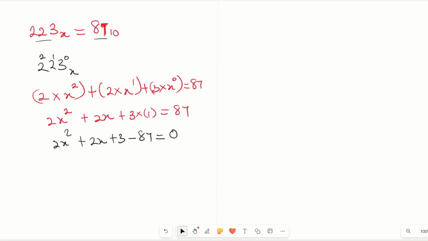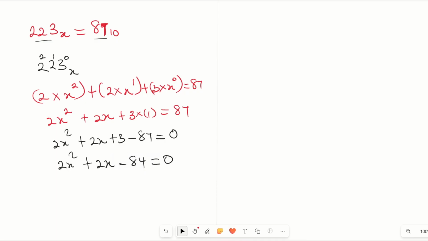With this, there's a very simple trick in being able to solve a quadratic equation without necessarily going through the process of using the factors, because sometimes you might be looking for the factors and you realize that you are not finding them. Once we simplify to the lowest form, we have 2x squared plus 2x, and 3 minus 87 gives us minus 84, equal to 0.